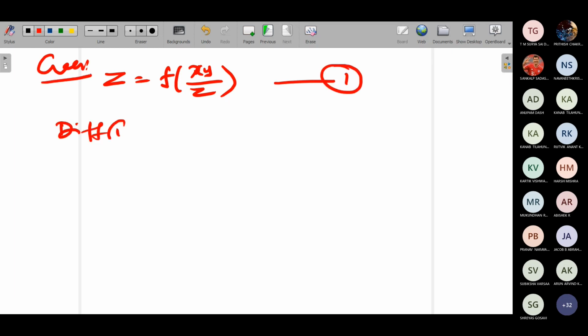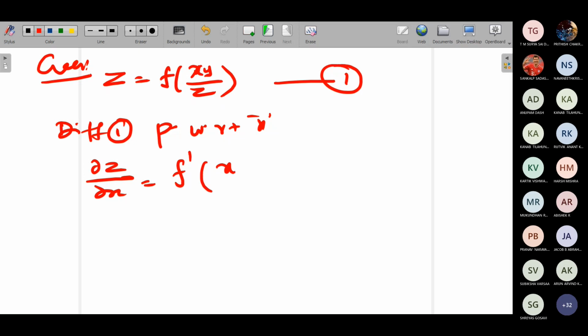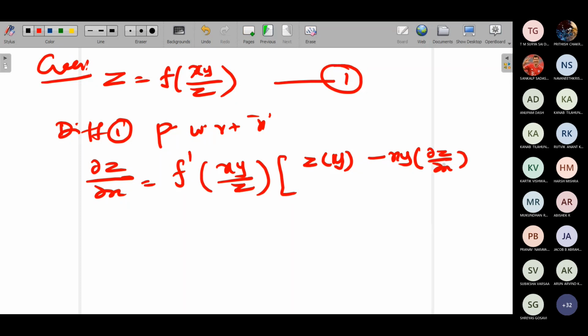Similarly, differentiate 1 partially with respect to x. When you differentiate it, you'll get ∂z/∂x into f'(xy/z). Here you have variable x, and z involves x, so it is of the form u by v. So v into the differentiation of the numerator, which gives you y, minus the numerator into the differentiation of the denominator, which is ∂z/∂x, divided by the denominator squared. You can replace this.